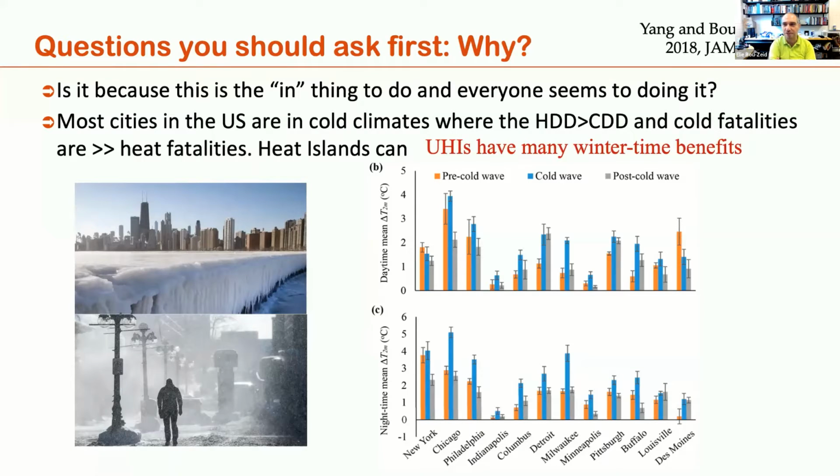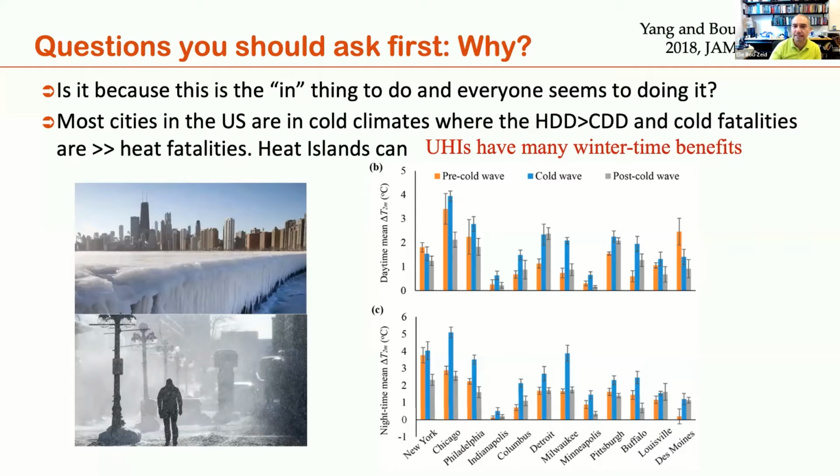So my first question is why? Is it because this is just a trend and everybody is talking about UHI being a bad impact and that we need to combat it? Or do you have some tangible data that heat deaths are increasing in your city and you want to mitigate that? So the reality is most cities in the US are in cold climates where the heating degree days are larger than the cooling degree days. So in terms of energy consumption, you're driven by heating, not cooling. And cold fatalities are larger than heat fatalities. That's most cities, not all cities.